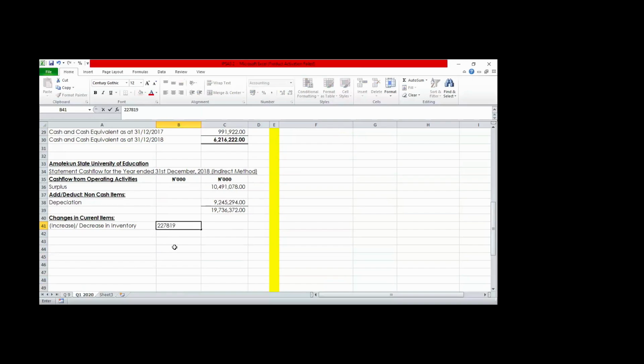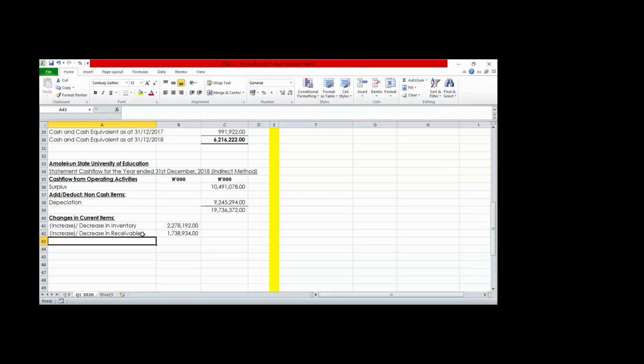Okay. What else will also increase or decrease? Accounts receivable. How much is that? 1,738,934. Okay. What else do we also have after the receivables?